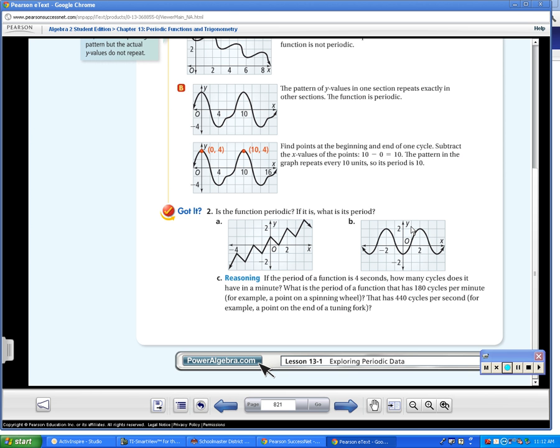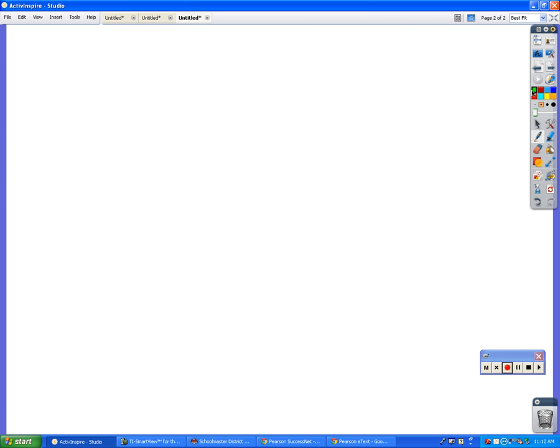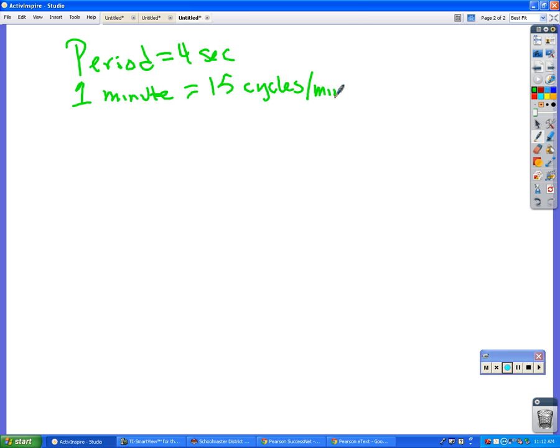And then we got a little word problem here. It says, if the period is 4 seconds, how many cycles does it have in 1 minute? If we have a function whose period is 4 seconds, and we want to know how many in 1 minute, it's 15 cycles. Since there's 60 seconds in a minute, if you go 60 divided by 4, you would get 15 cycles in every minute.